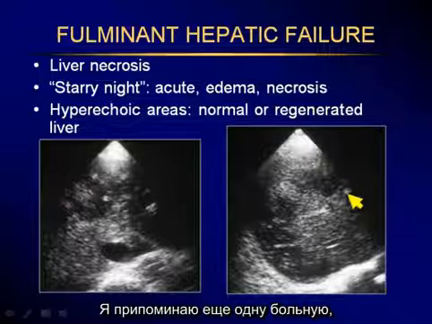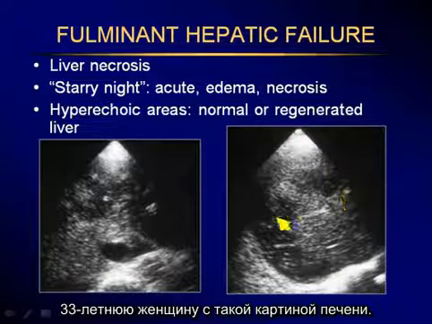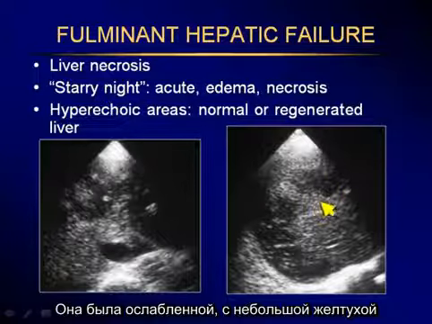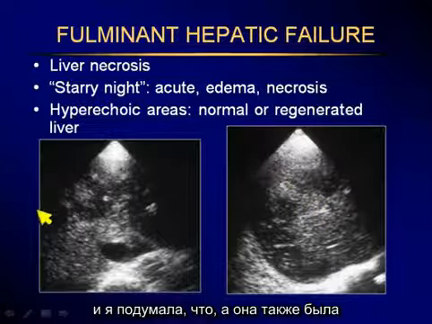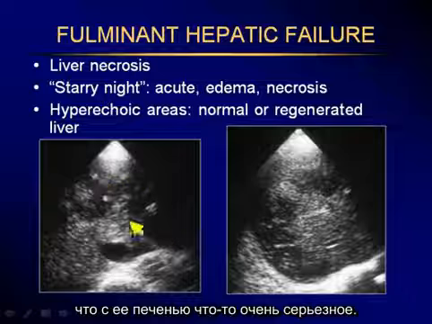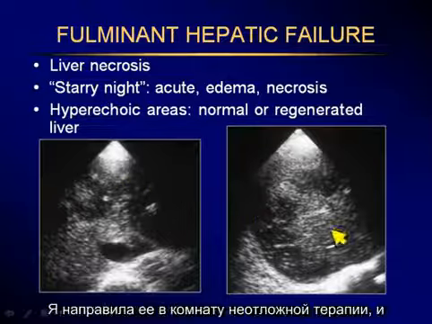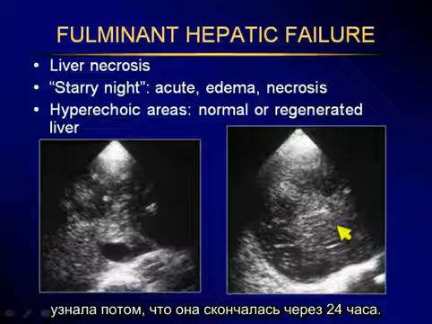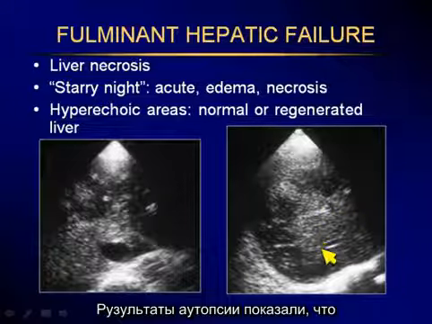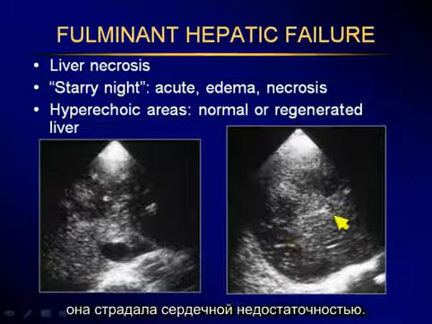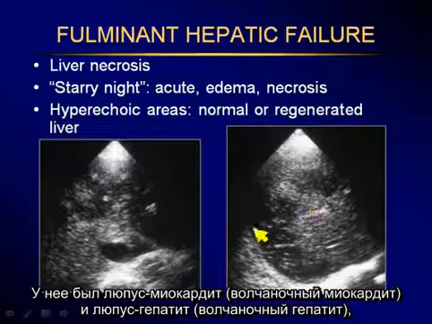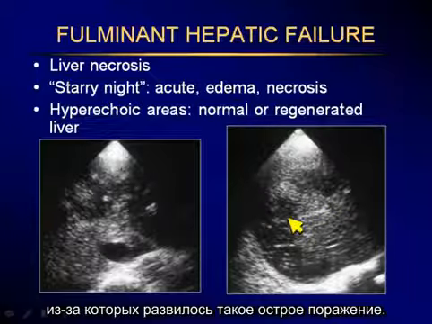Another patient that I had, that I recall with this pattern, was a 34-year-old woman who was weak, a little bit jaundiced, in the outpatient setting, and I thought, gee, something's very wrong with this liver. I sent her to the emergency room, and on follow-up, I found out that within 24 hours she was dead. Autopsy revealed that she went into heart failure. She had lupus myocarditis and lupus hepatitis and developed this acute fulminant failure.